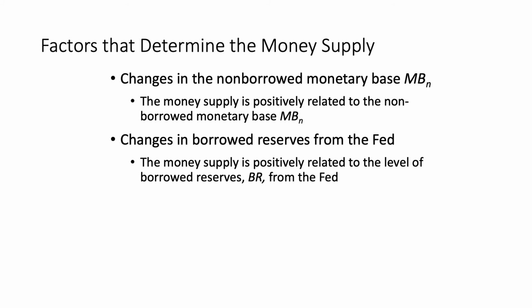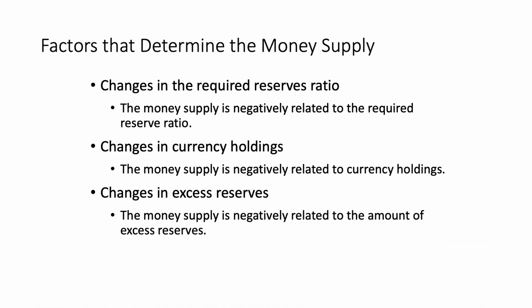Factors that determine the money supply. Well, changes in the non-borrowed monetary base. The money supply is positively related to these, right? Changes in the borrowed reserves from the Fed. The money supply is positively related to these as well, right? These are the tools of the Fed to try to impact supply. Changes in the required reserve ratio can also impact the money supply. Changes in currency holdings can impact the money supply. And changes in excess reserves can impact the money supply. I think we feel comfortable with all of this.